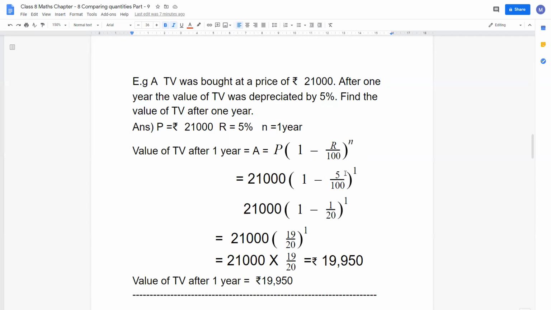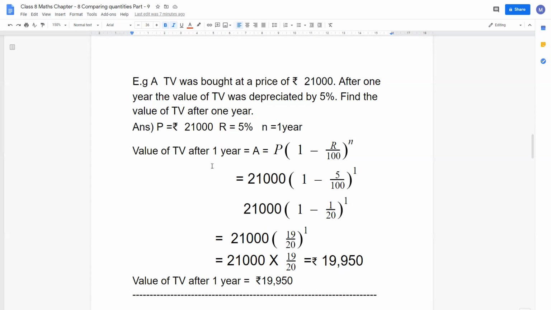Here also we can, instead of increasing, it is decreasing. So we can take the compound interest formula. Instead of plus in the formula, we have to put minus because it is decreasing. So directly we will get the answer. So let us start. P equal to rupees 21,000. Principal is taken as 21,000. Rate of interest is given in the question as 5%. N equal to 1 year.